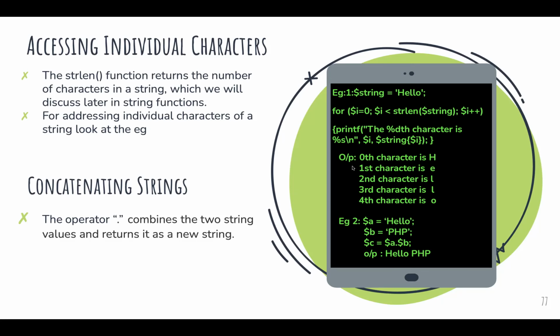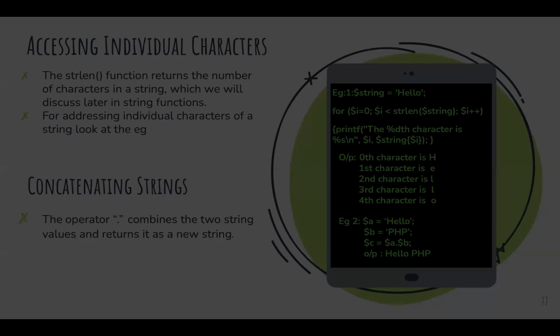Concatenating strings. The operator period, or full stop, is used to combine two string values and returns them as a new string. For example, if we define a string hello and another string PHP, to concatenate both strings, $a.$b is given and the output concatenates both the defined strings.